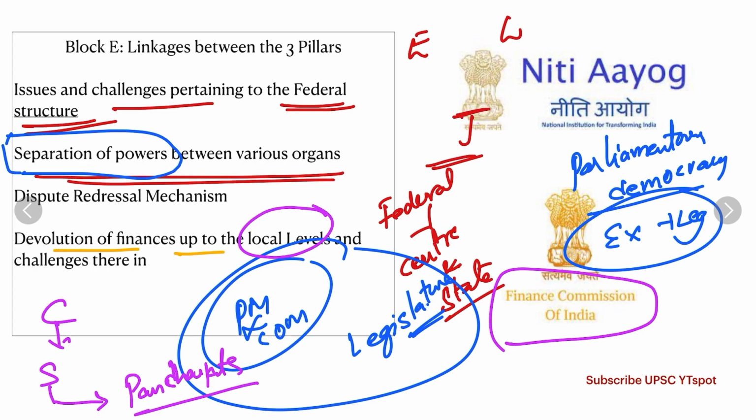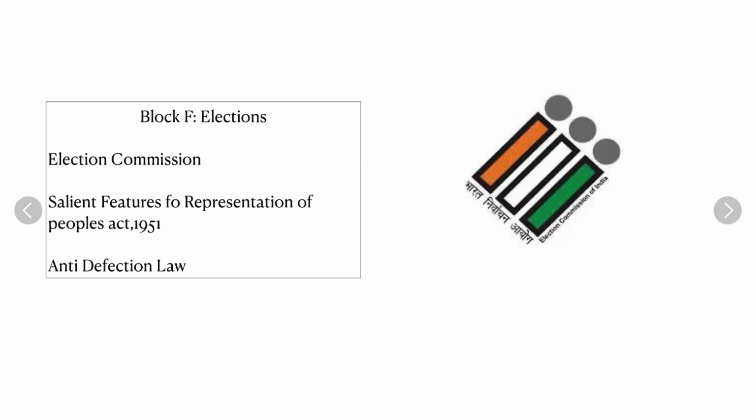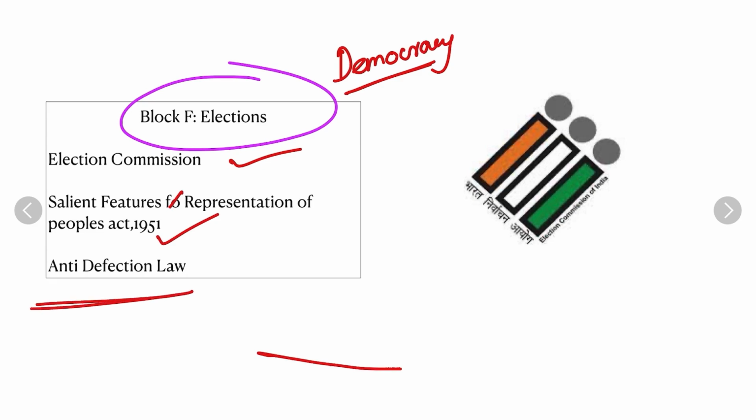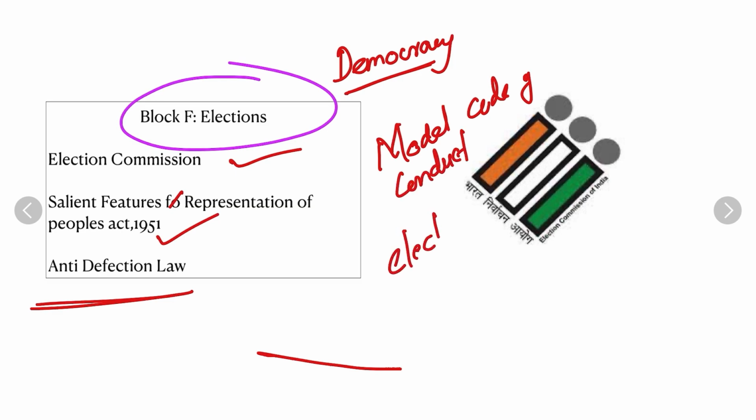After linking these three pillars, that is executive, legislature and judiciary, and thorough understanding about it, we study about elections. Elections form a crucial part in any democracy. This is the setup where people express their will. So in elections, we study about election commission. We need to study salient features of Representation of People's Act. Then we study about anti-defection law. In this topic, we also study about model code of conduct and various election reforms.